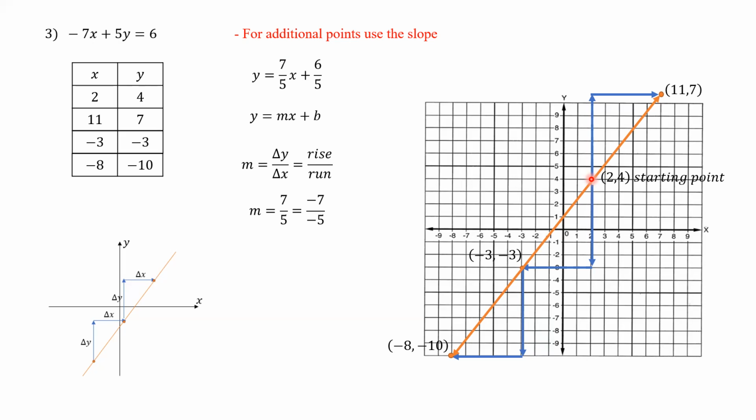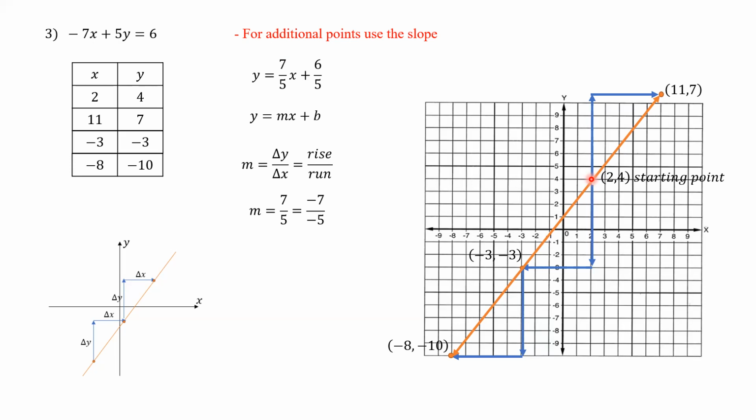So what steps did we have to do to graph this equation? We solved the equation for y. We hunted for a starting point with integer coordinates, and for additional points, we used the slope.